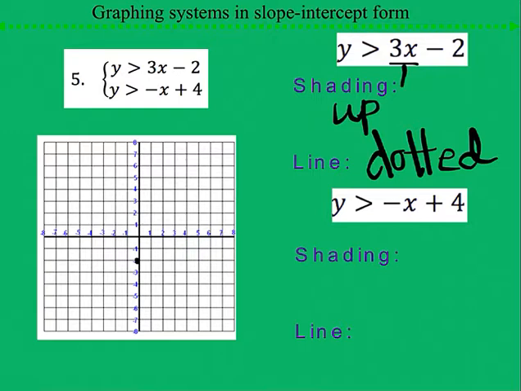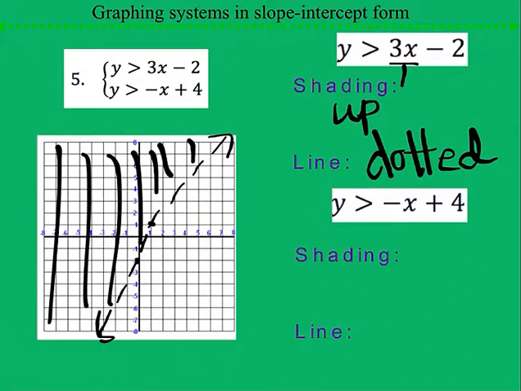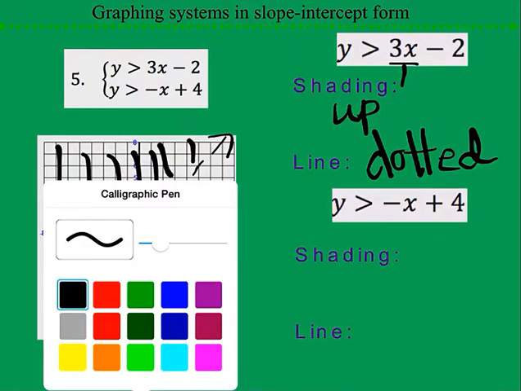So I'm going up 1, 2, 3, and over 1. So I'm going to go ahead and have a dotted line. Okay, so then I know I'm shading up from that line. So I'm just going to shade that in lightly. Now let's take a look at that next one.